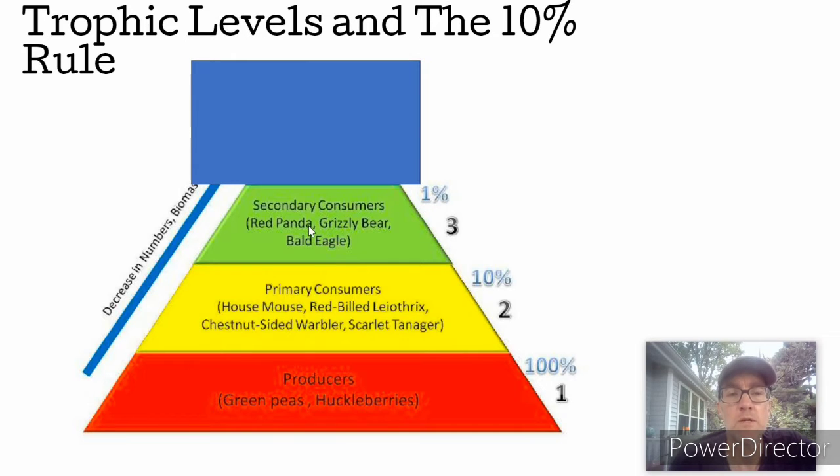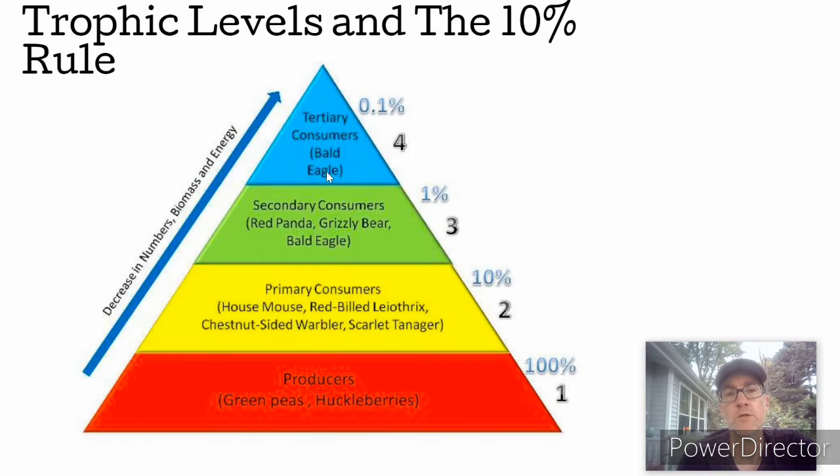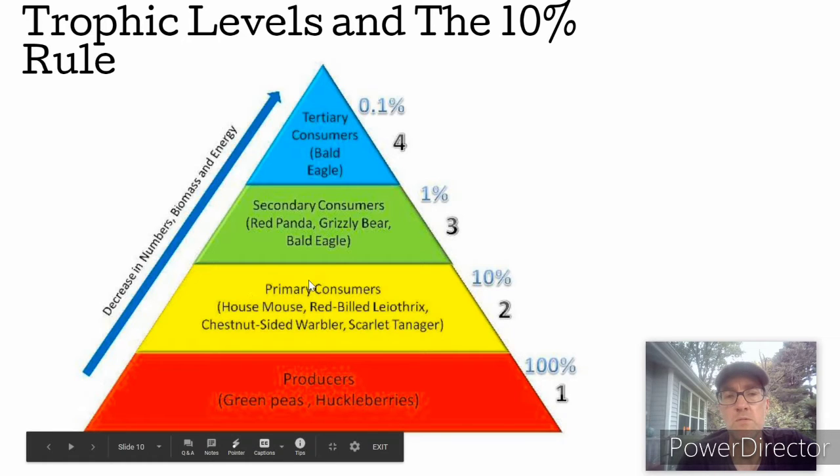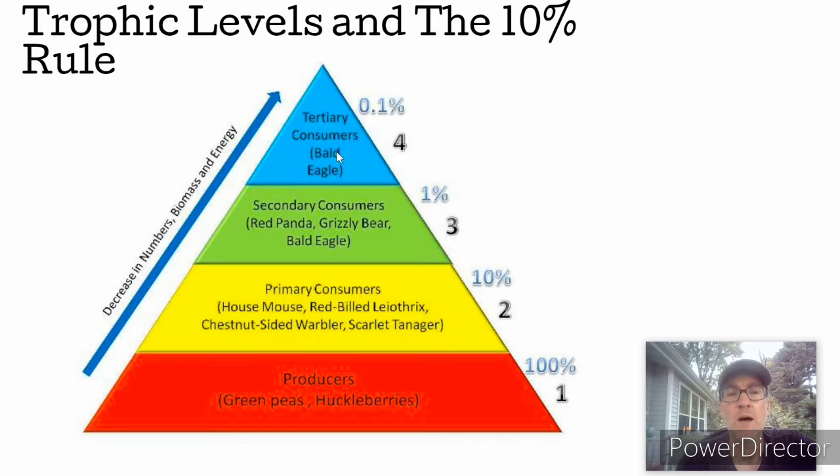We've got some examples here of things that would be secondary consumers: red panda, grizzly bear, bald eagle, and those organisms only gain about 1%. I'm sorry, 10% of that energy again, and eventually, what's left for the tertiary consumers is 0.1%. I don't really like the examples in here. Just know what the difference is between these different levels. We'll be talking mainly about the roles of tertiary consumers when we talk about keystone species, and producers.